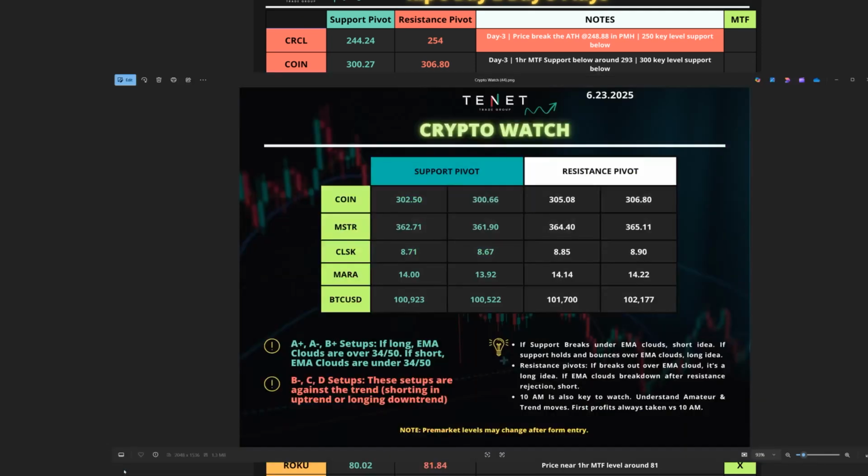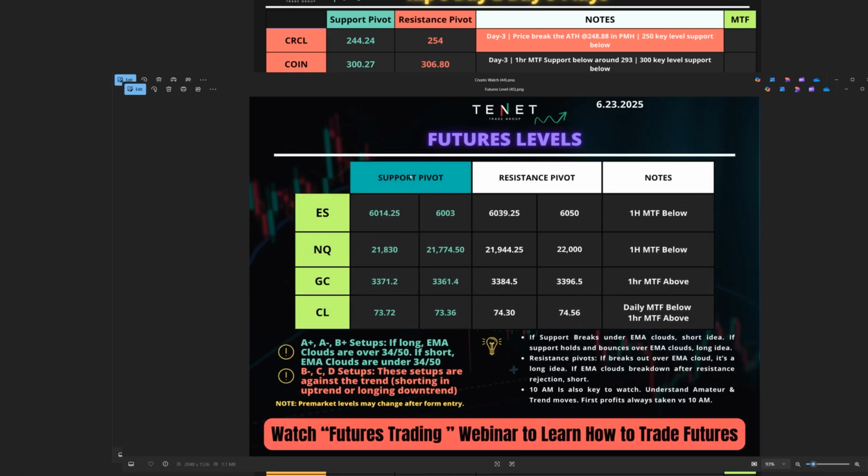So we also share crypto levels in the pre-market. Anybody who wants to trade crypto stocks can trade those with those levels, using the Ripster EMA Cloud system. You can pause the screen and take a look there. We also provide futures levels. We trade futures in the community with the Ripster EMA Cloud system. I show you the examples all the time, how we trade that. You can pause the screen and take a look. I did a futures webinar as well with the team.